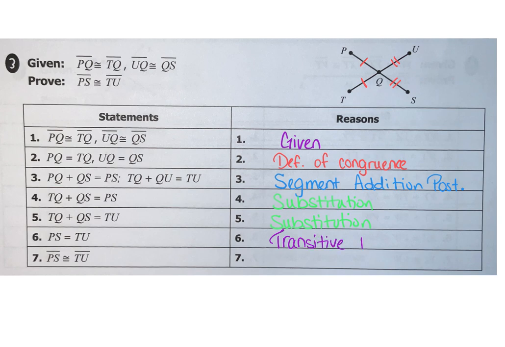Would substitution work there? Yeah, I would actually take substitution because technically you could just say I am substituting this piece with this piece. So I would take either right here. All right, this last step, what did they do? They went from equality to congruence. What tells me I can go from equality to congruence? Definition of congruence.